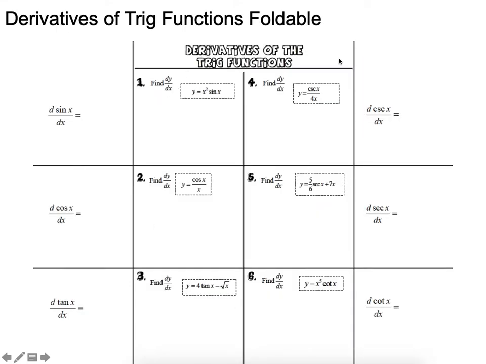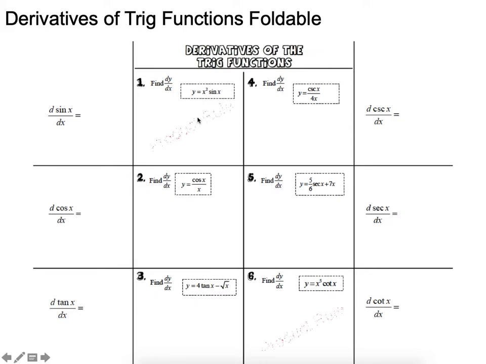So here's the inside of the foldable. So this right flap and this left flap would fold over on top of these. On the flaps, you have your 6 trigonometric functions, and you don't have to write down all the steps, but just go ahead and write down what the derivative of the sine is and what the derivative of the cosine is, and so on and so forth. And then we have these 6 examples for you to work out with your group.